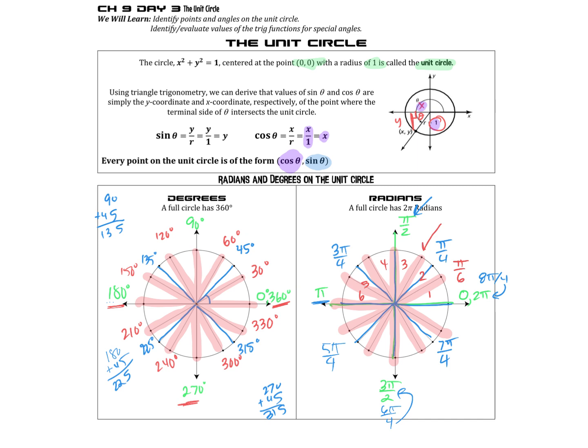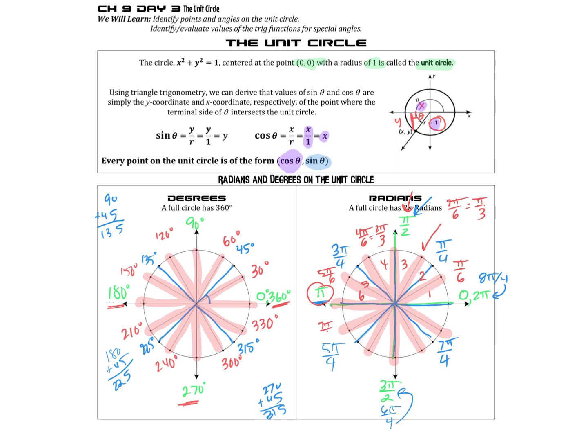That means this one would be 2 pi over 6, and that we can actually simplify. That's going to be pi over 3. That means this would be 3 pi over 6, which is the same thing as pi over 2. This one is going to be 4 pi over 6, which we can simplify, 2 pi over 3. This one is going to be 5 pi over 6. This one is going to be 6 pi over 6, which is just pi.